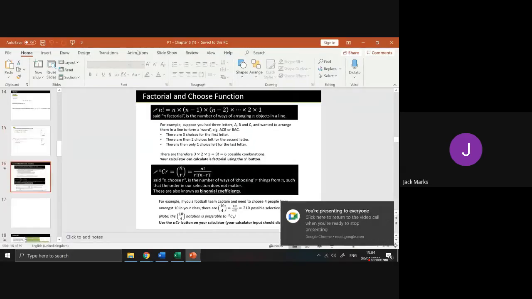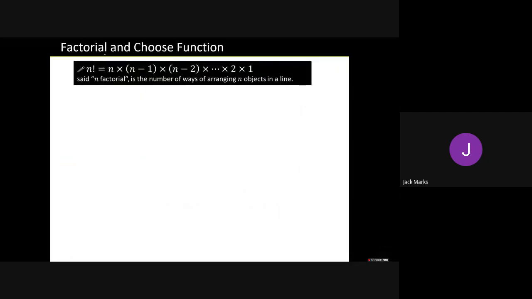Okay, so we're going to move on to the next section, chapter 8. And we're going to start by talking about the factorial function and the choose function as well. What this will let us do is get the numbers from Pascal's triangle easily, without having to do the pyramid each time. So let's talk about what the exclamation mark means.